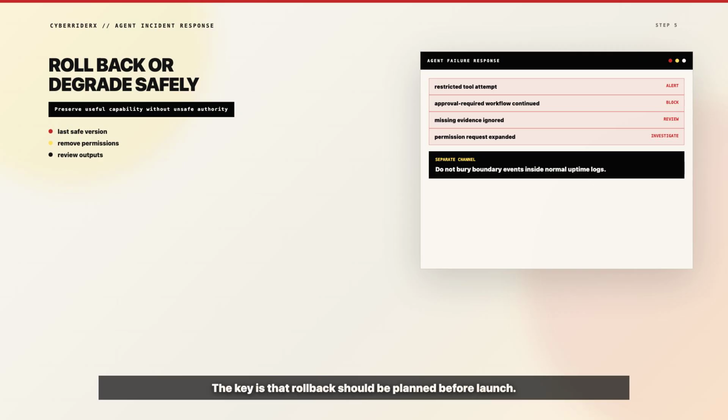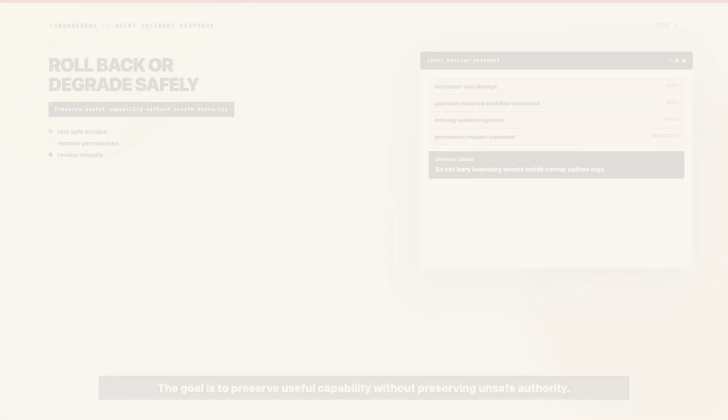The key is that rollback should be planned before launch. You should know which version was last safe, which settings changed, which tool permissions can be removed, and which outputs need review. Safe degradation is often better than total shutdown. If the agent can still summarize evidence accurately, keep that part. If it cannot safely route tickets, disable routing. The goal is to preserve useful capability without preserving unsafe authority.